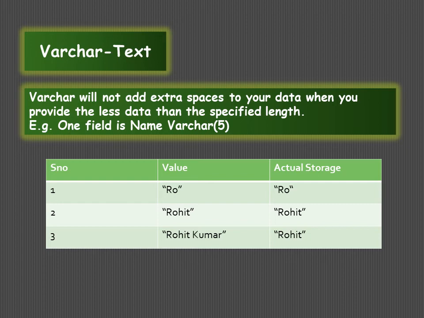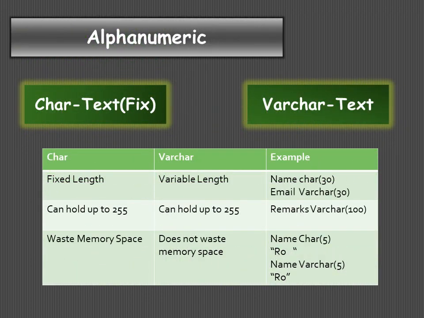So this is what char and varchar. Char is a fixed length, or fixed character length, data type, whereas varchar is a variable character length data type. The maximum length you can specify in case of char is 255, whereas in varchar also you can specify 255. Somewhere it is also given as 65536, but then it will be called text, not characters.